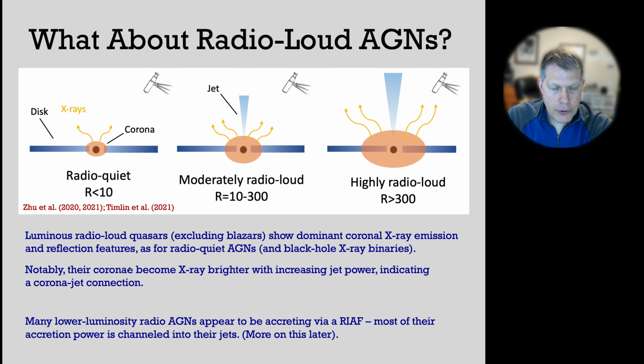And another notable finding, which is illustrated in this diagram, is that for these radio loud quasars, as you dial up the jet power, going from a radio quiet system to a moderately radio loud system, which probably has a moderate strength jet, to a highly radio loud system, which has a much stronger jet, interestingly, the strength of the coronal emission seems to dial up as you dial up the jet. In other words, there seems to be a corona-jet connection in these systems. As you dial up the jet, the corona correspondingly grows in intensity as well.